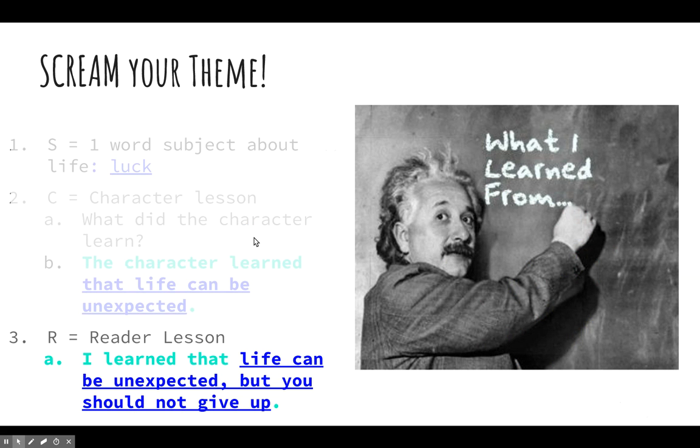The third step is the reader lesson. What did you learn? Instead of saying the character learned, now you're going to say I learned that blank, and you're going to tell me what you learned from reading the story.